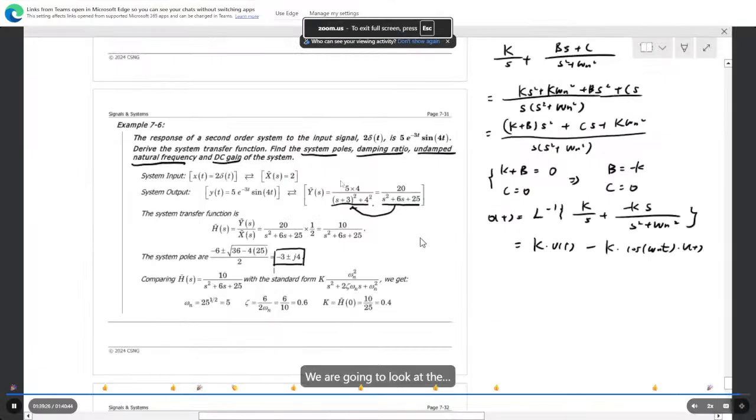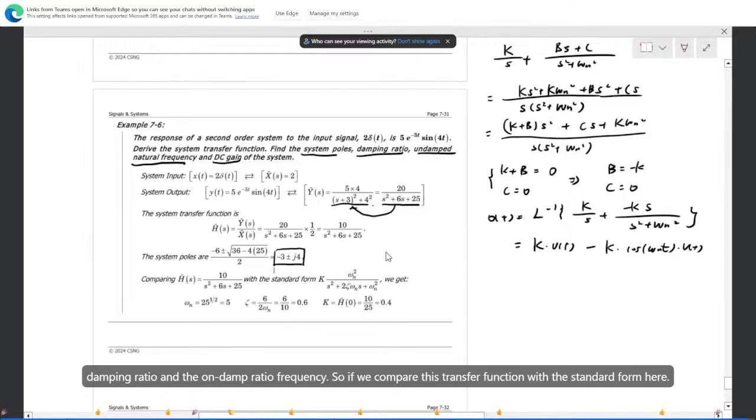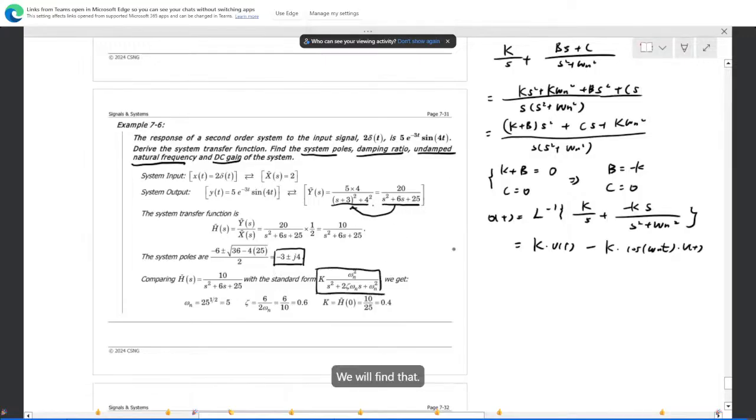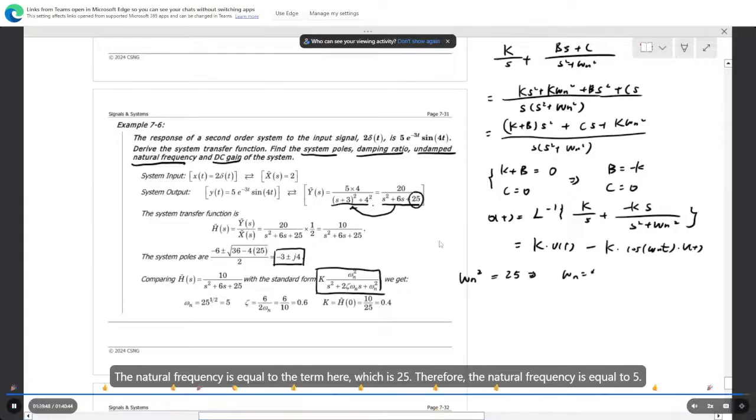And then we are going to look at the damping ratio and the undamped natural frequency. So if we compare this transfer function with the standard form here, we will find that the natural frequency squared is equal to the term here, which is 25. Therefore, the natural frequency is equal to 5.